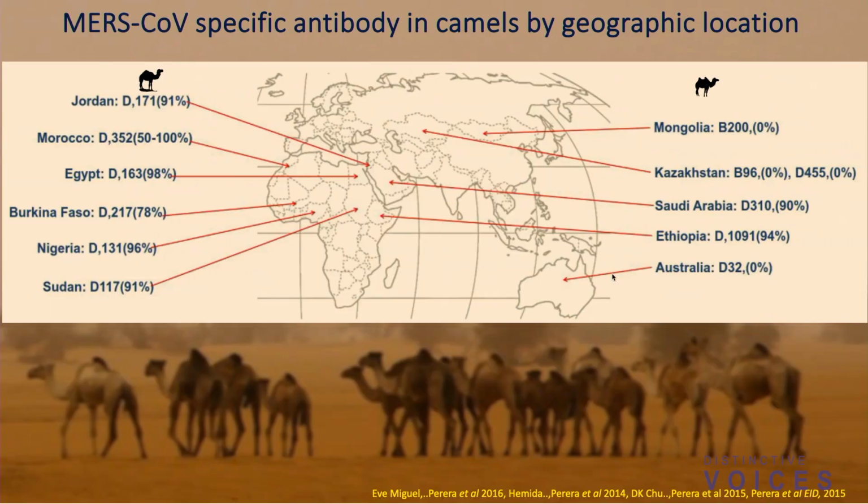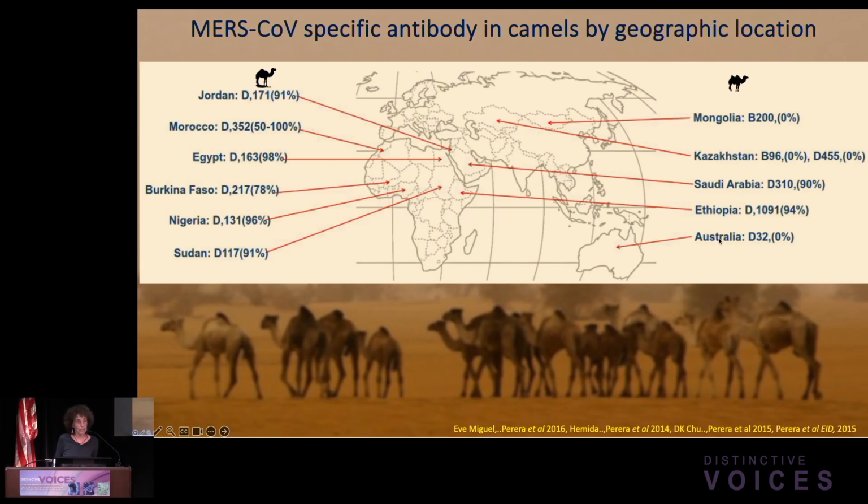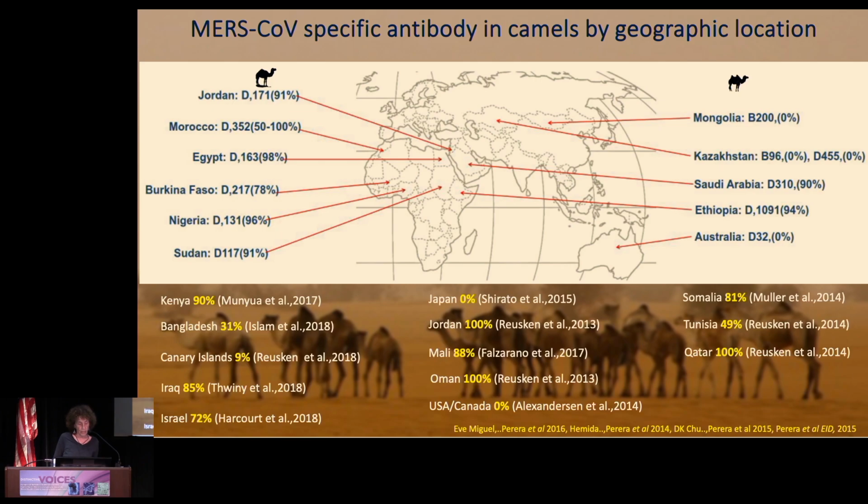And this is an early study from just after the epidemic, by some people in Hong Kong. It was found that in some places, almost all the camels had antibodies to MERS, meaning they were exposed to it. For example, in the Middle East, in Jordan, in Saudi Arabia, but also in Africa, in Morocco, Egypt, Nigeria, Sudan. But camels in Mongolia, Kazakhstan, Australia are completely negative for the virus. So parts of the world, there's lots and lots of MERS in the camels, and parts of the world not so much. Here's just another more numbers that were studied.